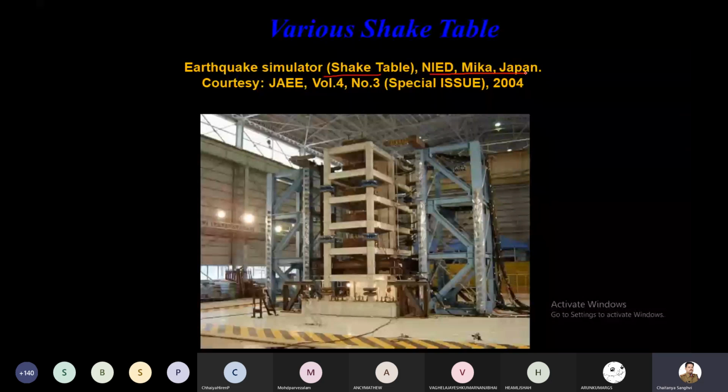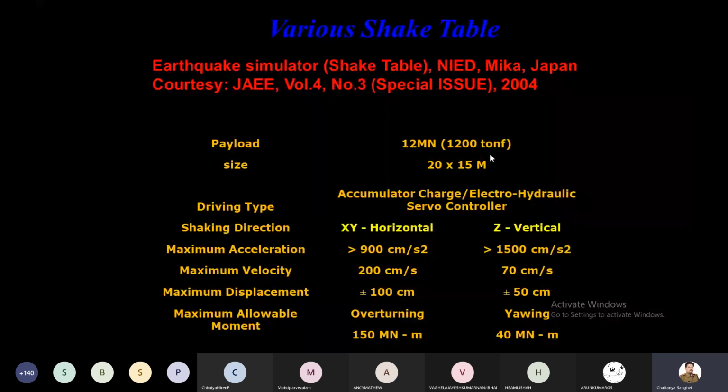Now you just imagine the size of the testing. What is the size of the shake table? 20 meter by 15 meter. World's biggest shake table, right? And what is the capacity? The capacity is 1200 ton. Suppose we have a shake table in our lab, the capacity is 800 kg or 1 ton. That is the capacity we have. It is 1200 ton, right?